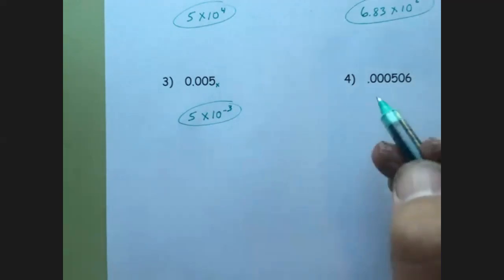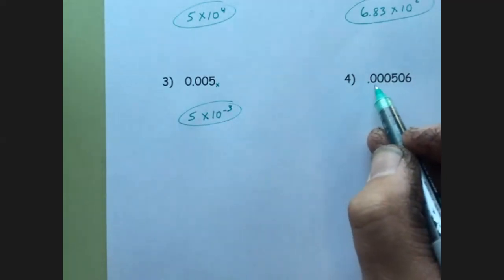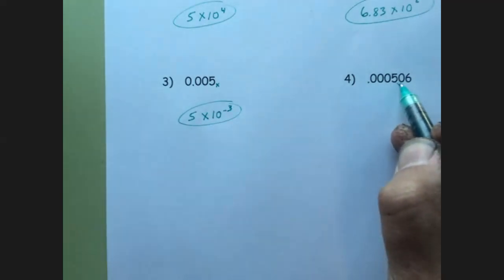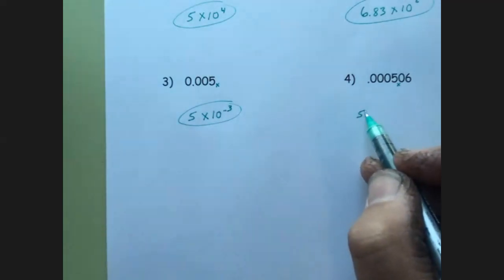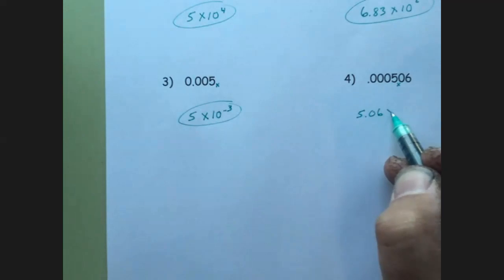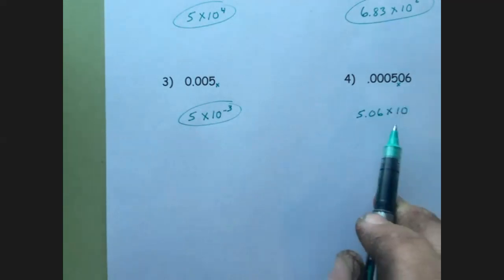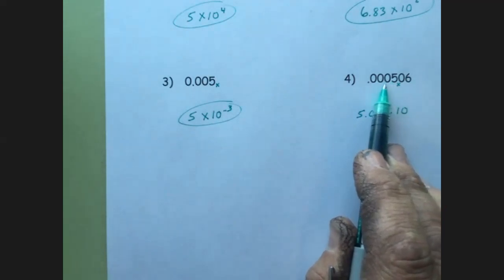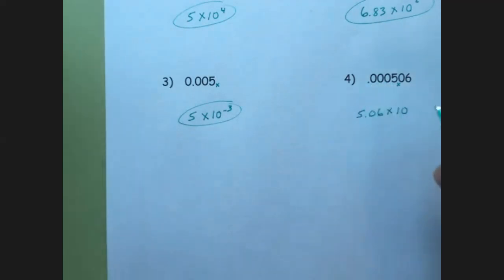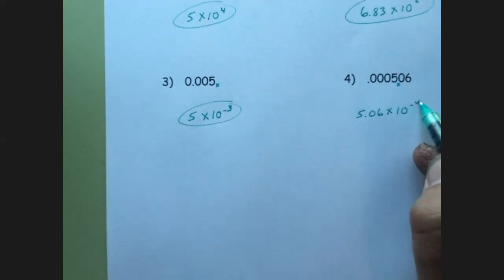Number 4, real decimal, fake decimal. 5.06 times 10, and this time I would go 1, 2, 3, 4 to the left, times 10 to the negative 4th.